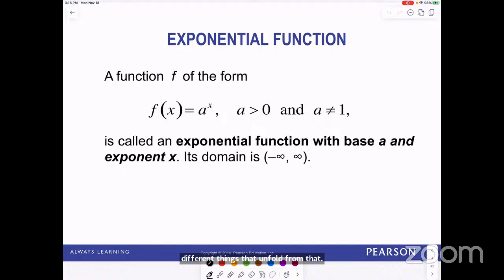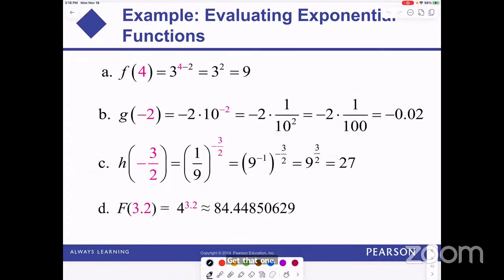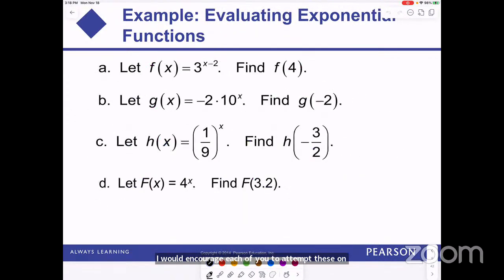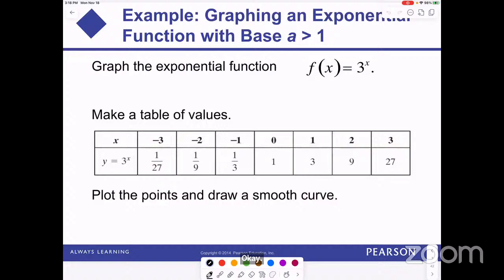So this first example is on evaluating exponential functions. I'm going to leave this as an exercise. If you need to see these details worked out, I'm going to refer you to my recording. I feel like this isn't too terribly bad, so that's the only reason I'm skipping it. I would encourage each of you to attempt these on your own first. Take them as far as you can and generate your own results. You can use the next slide to compare and contrast, and if you need the details, these are in my recording. Okay. So here we're asked to graph the exponential function.